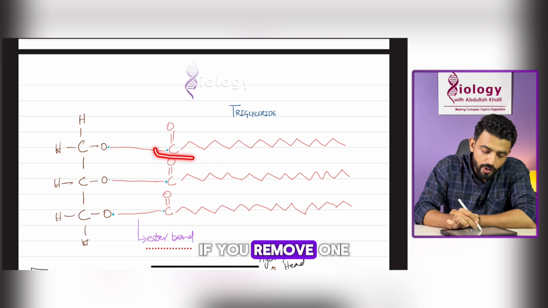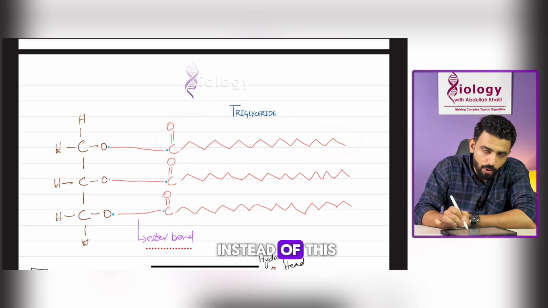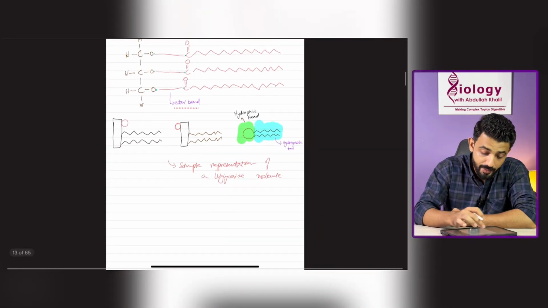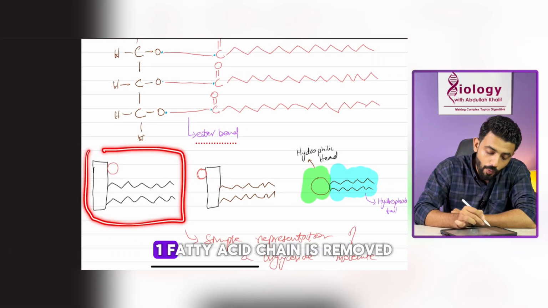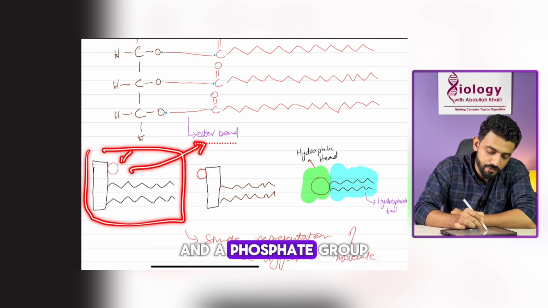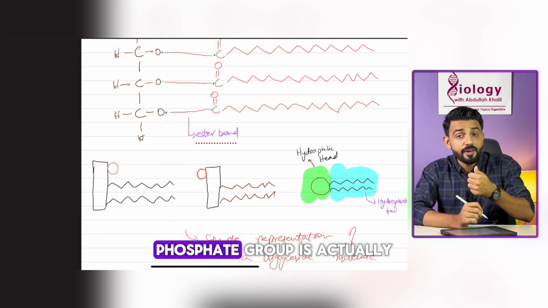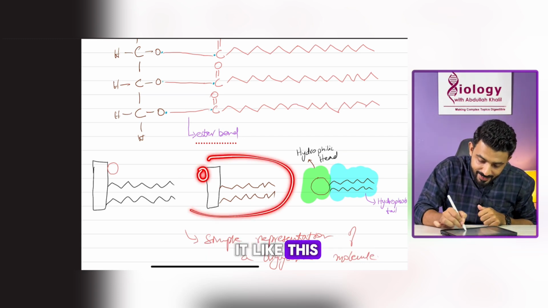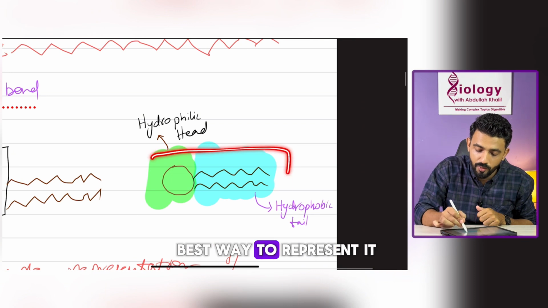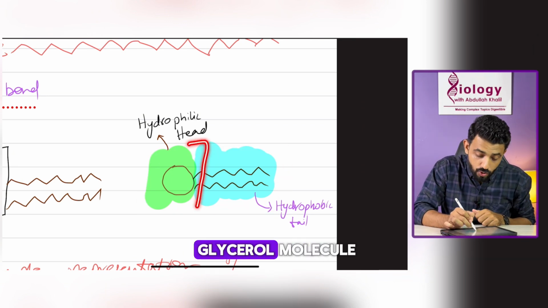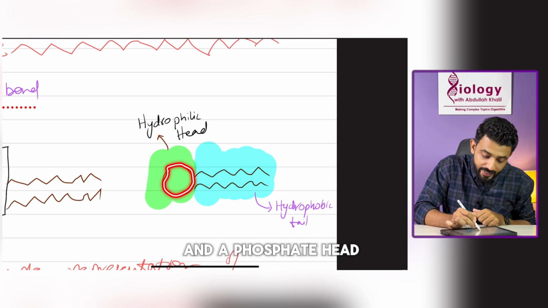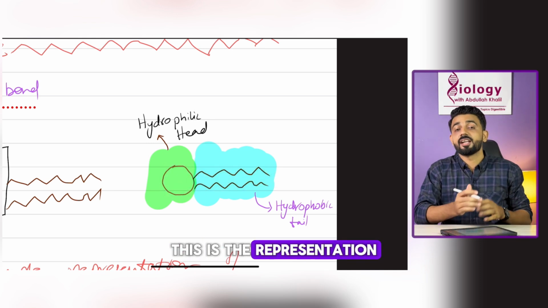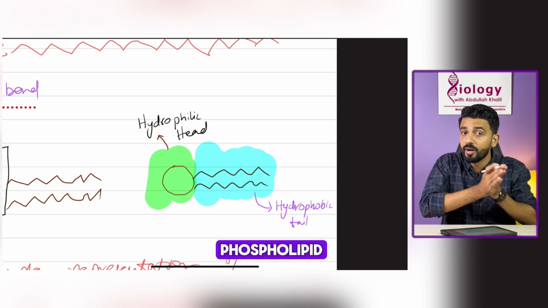If you remove one of these chains and, instead of this fatty acid chain, you attach a phosphate group here, this is the simple representation. One fatty acid chain is removed and a phosphate group has been attached. A phosphate group is actually a polar substance. You can also represent it like this, but this is the best way to represent it. You just ignore the glycerol molecule and show a phosphate head attached to 2 fatty acid chains. This is the representation of a substance called phospholipid.